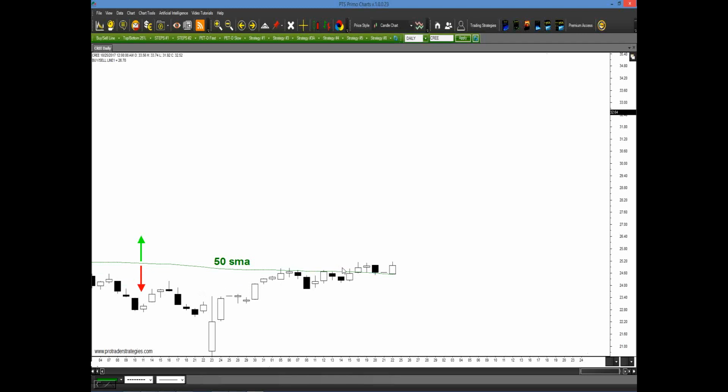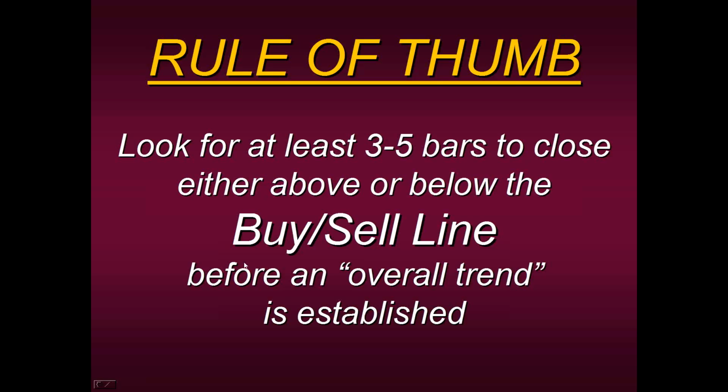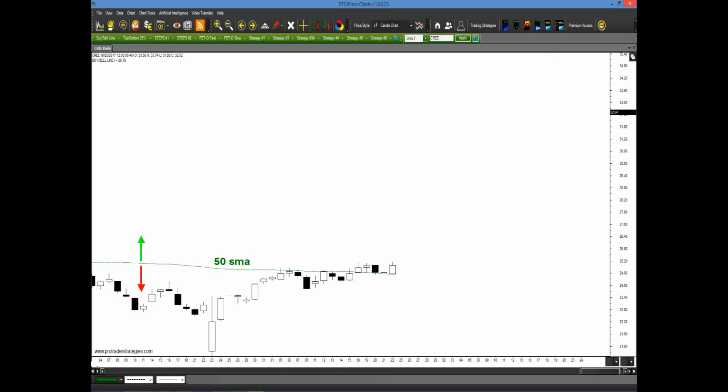Now, nothing much happens this last couple of weeks, but now we start to see that we're oscillating and flirting with the buy-sell line, all right? Here is a rule of thumb. Look for at least 3 to 5 bars to close either above or below the buy-sell line before an overall trend is established. So in other words, if you see one close above, that does not tell you that, oh, well, Steve says now we're in an overall uptrend. You need at least 3 to 5 bars to close there, okay? It's your discretion. So use this as a rule of thumb. It's not written in stone, but it's just something that will help you.